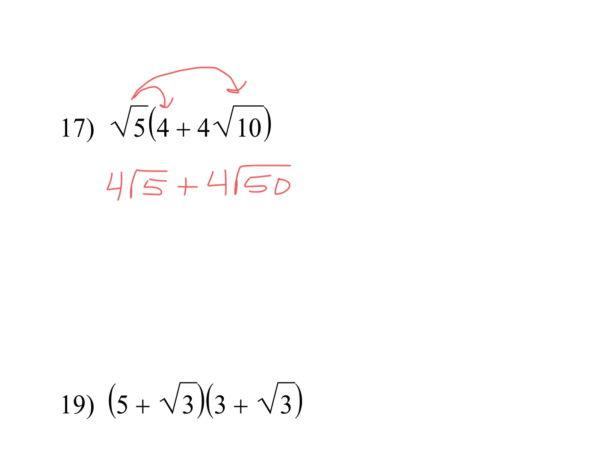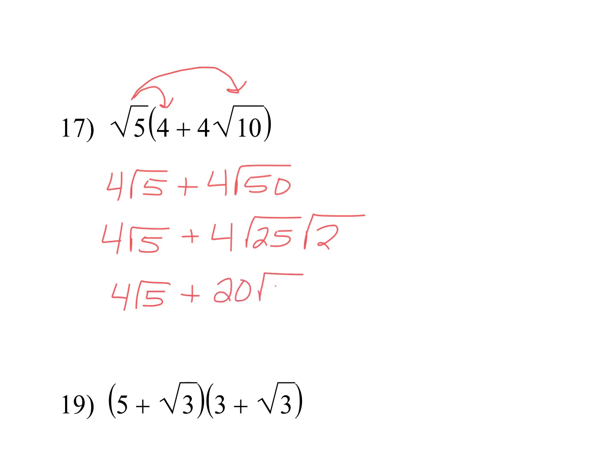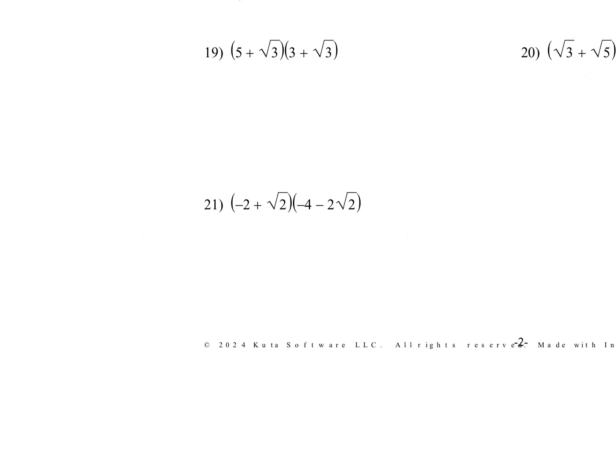Okay, now what do I do? Simplify. Yep, can I do anything with the first one? No. What about the second one? What's a good and a bad of 50? 25 and 2. What's the square root of 25? 5 times 4? 20. Square root of 2. Done.